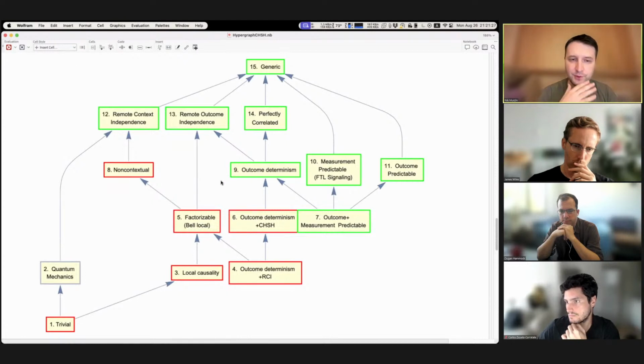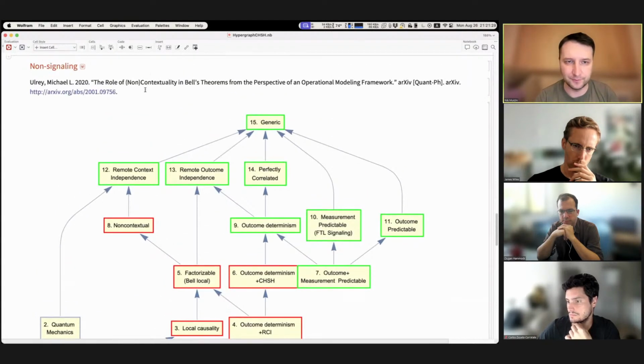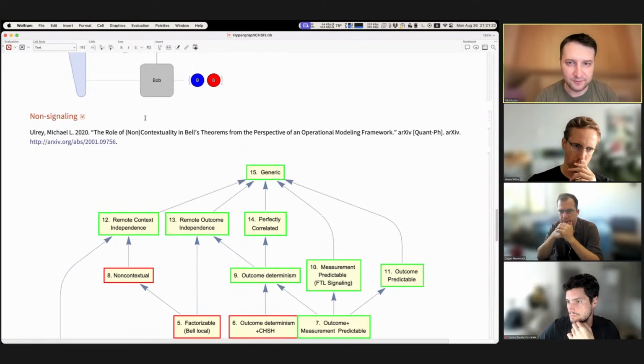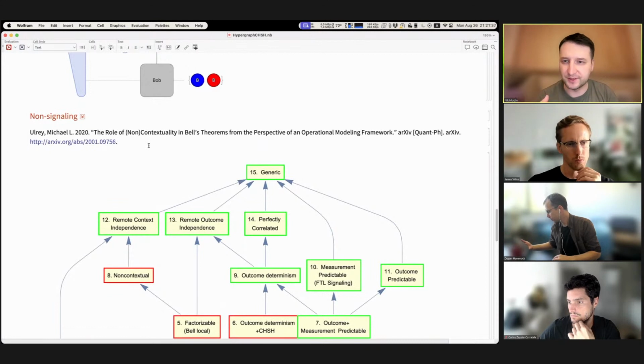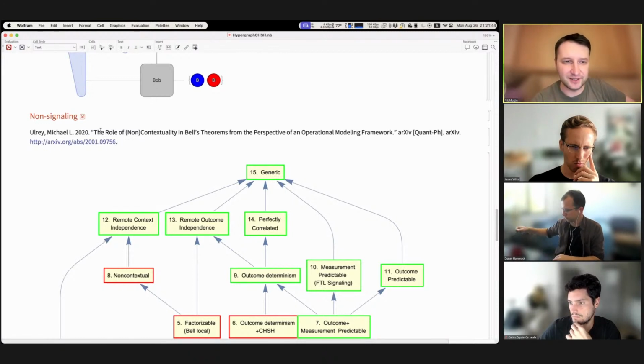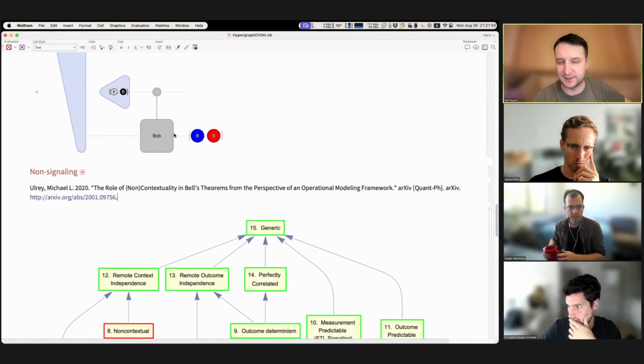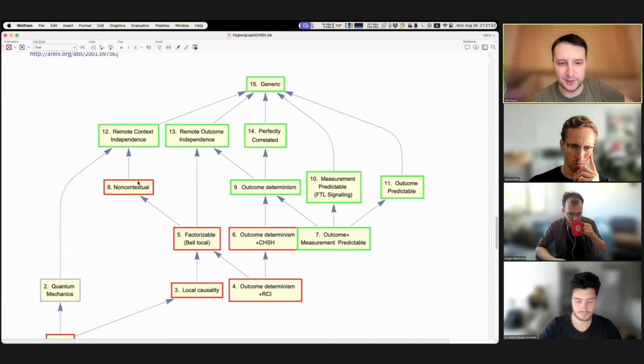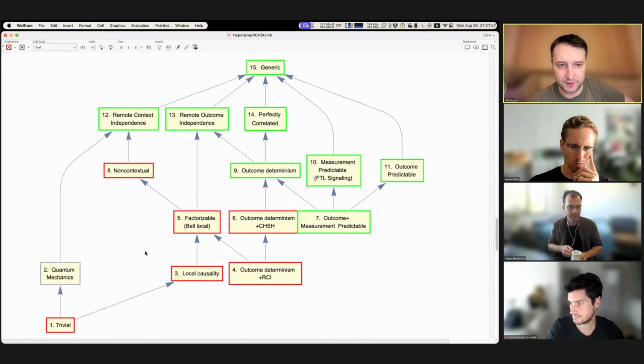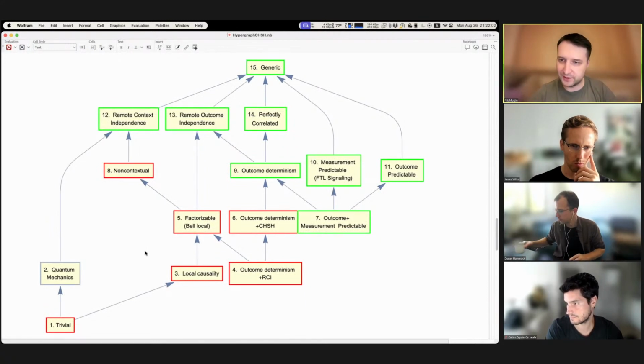In the literature, there's a very comprehensive study by Michael Ury, who also gave a nice talk at the Wolfram Tech conference about all of this. It was made by a Wolfram fan, and he very comprehensively studied all the properties of these distributions. You can compute some obvious ones: whether your distribution is non-signaling, whether it's non-contextual, whether you can factorize it, so that the inputs and outputs of Alice and Bob are completely independent of each other.